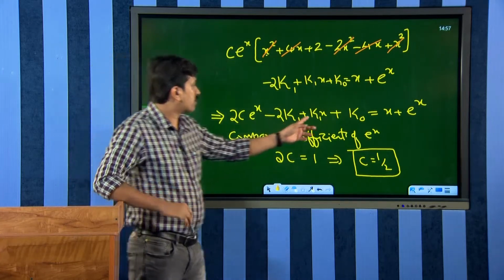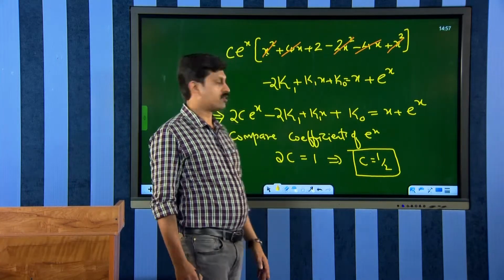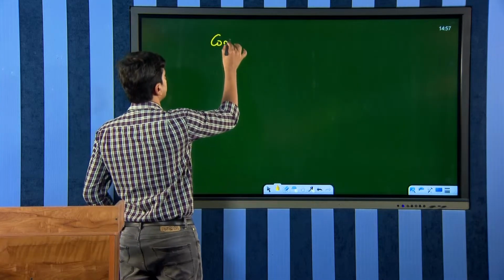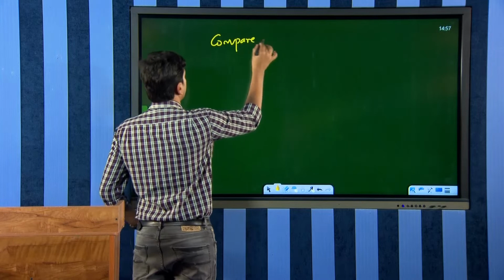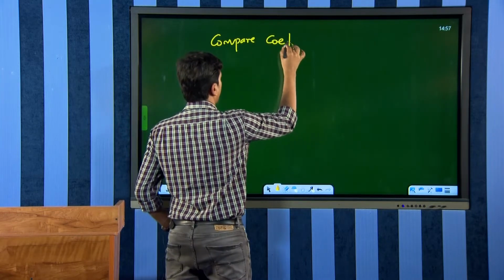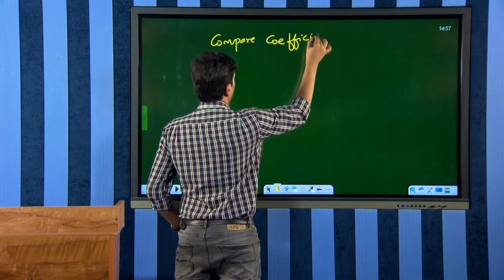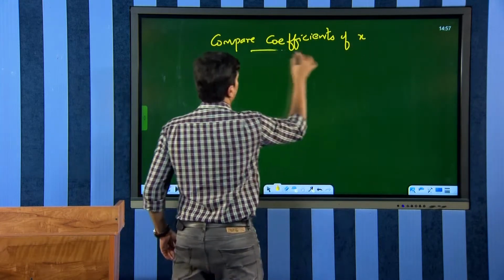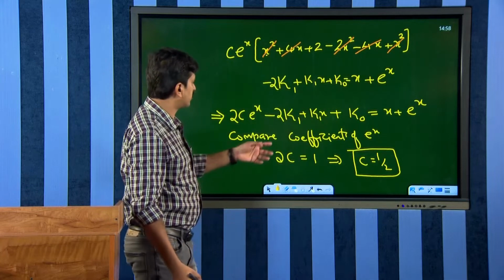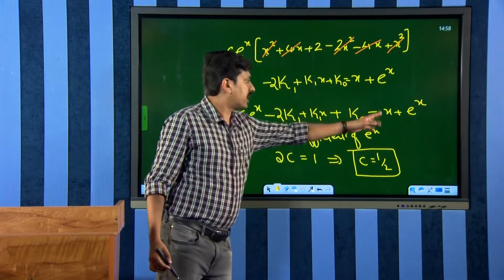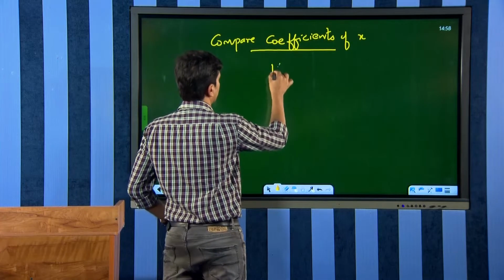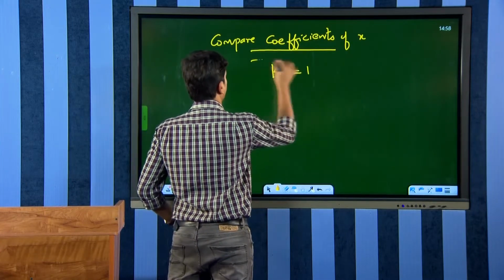Now, we can compare the coefficients of x. While comparing the coefficients of x, we have k1 x on one side and an x on the other side, therefore k1 is equal to 1.